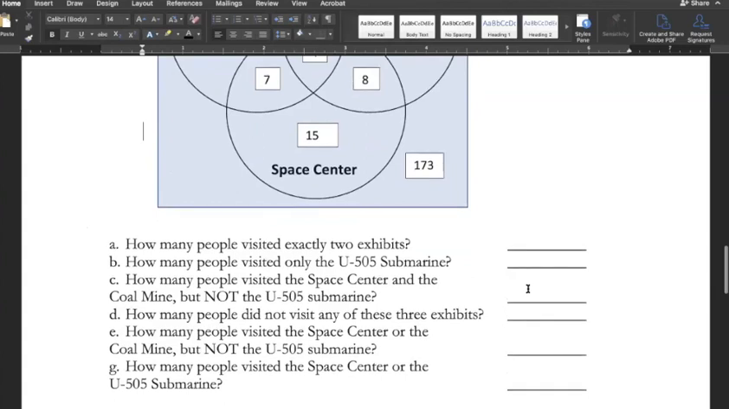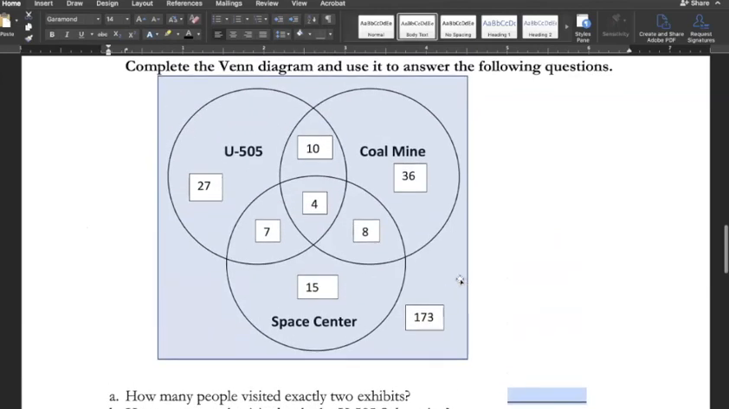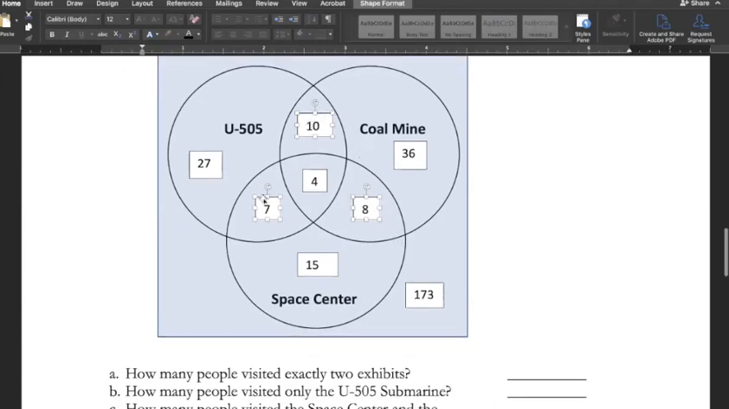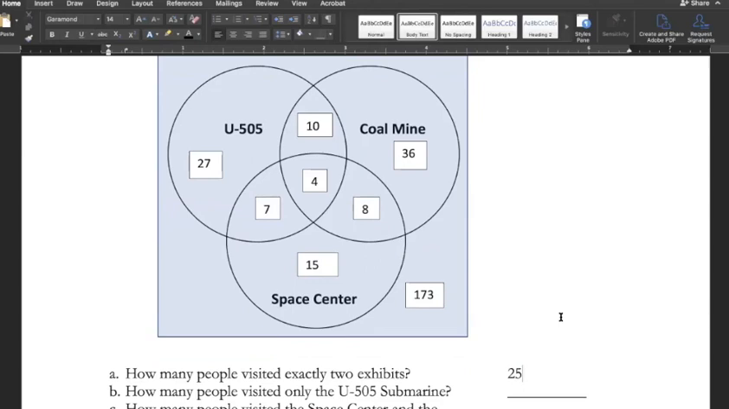So let's do that. It says, how many people visited exactly 2 exhibits? Exactly 2 exhibits would be the people who visited the U-505 and the coal mine, or the U-505 and the Space Center, or the coal mine and the Space Center. So it would be the people in here, and here, and here. Those 3 groups of people visited exactly 2 of the exhibits. I hope that makes sense to you. And 10 plus 7 plus 8 is 25. So there are 25 people that visited exactly 2 of the exhibits.